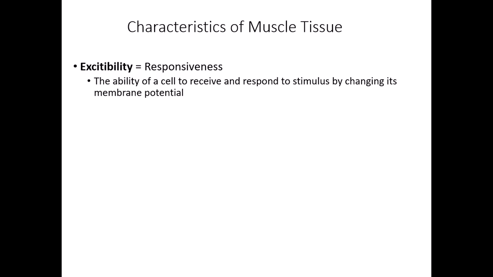Okay, we know that muscle tissue has some unique properties that enable it to carry out those kinds of functions, especially the movement function. And those characteristics include something called excitability, also referred to as responsiveness. And this is the ability of a cell to receive and respond to stimulus by changing its membrane potential. And membrane potential is really the voltage across the plasma membrane, which of course is the outer part of a cell that holds everything inside. Voltage is really electrical potential energy.